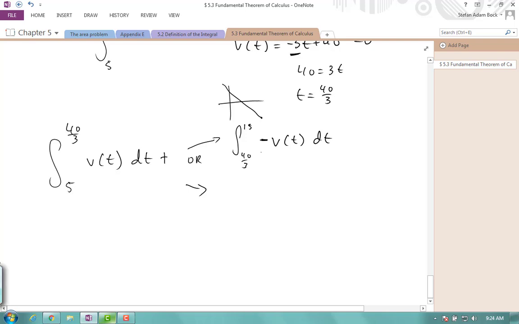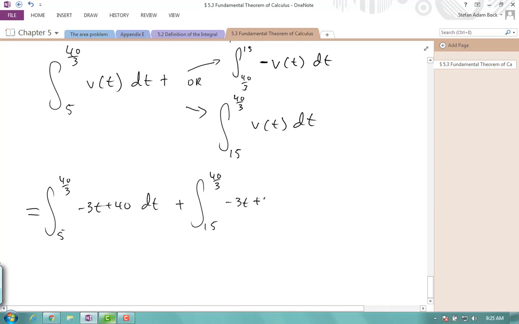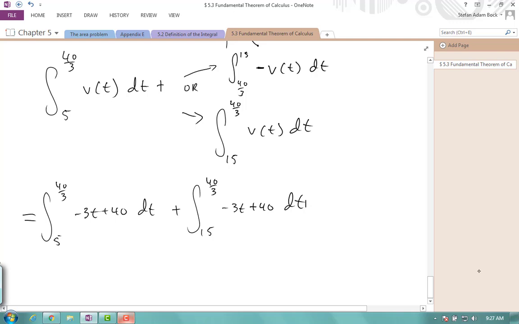Since I'm going to have a negative here anyway, the other thing I could do is kind of trick the bounds and have an integral from 15 to 40 over 3. These are going to give me the same value because in the second version, the bounds are flipped. And that's the same thing as the negative of the forward version that I have above. And so I would evaluate this to find the total distance traveled as opposed to the displacement across that time interval. This encompasses the topics of 5.3 and 5.4.